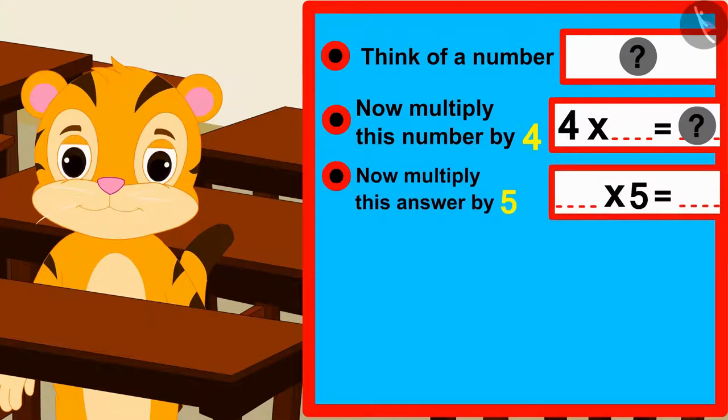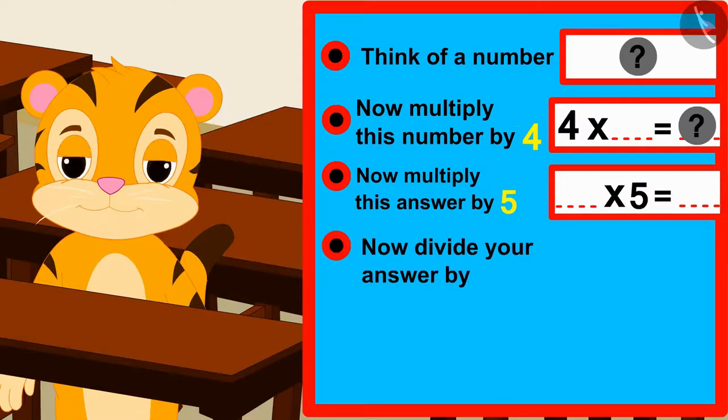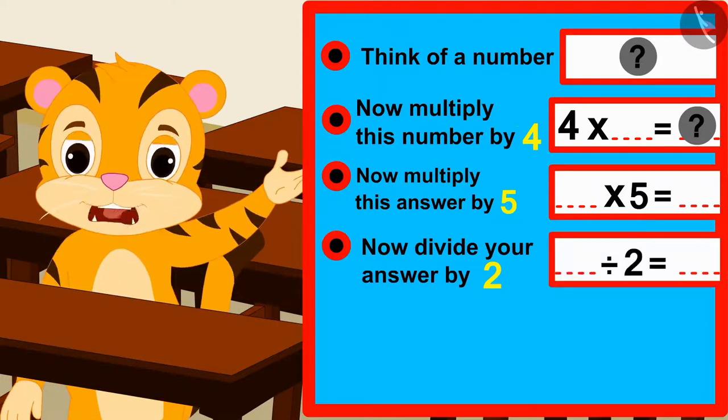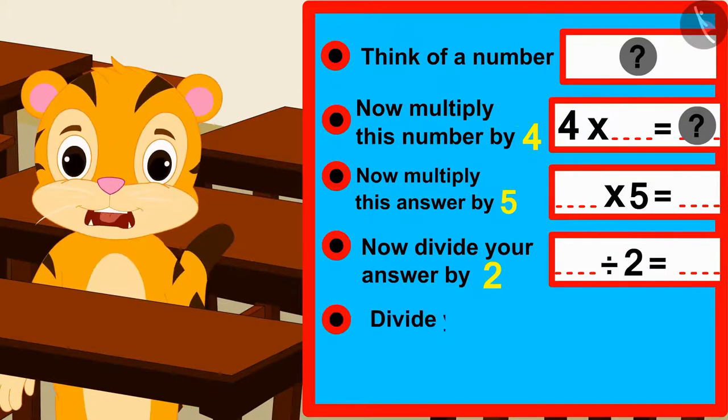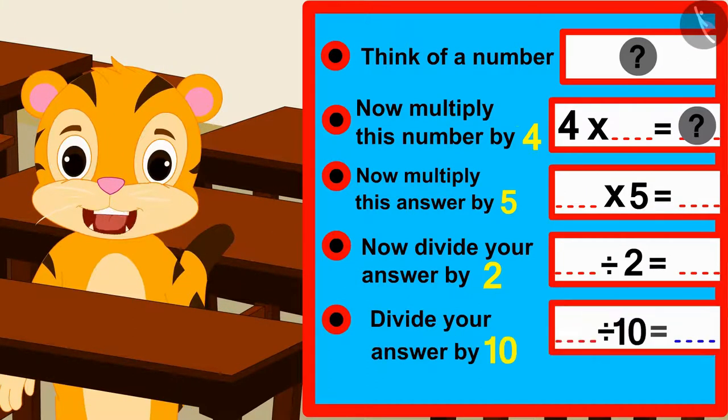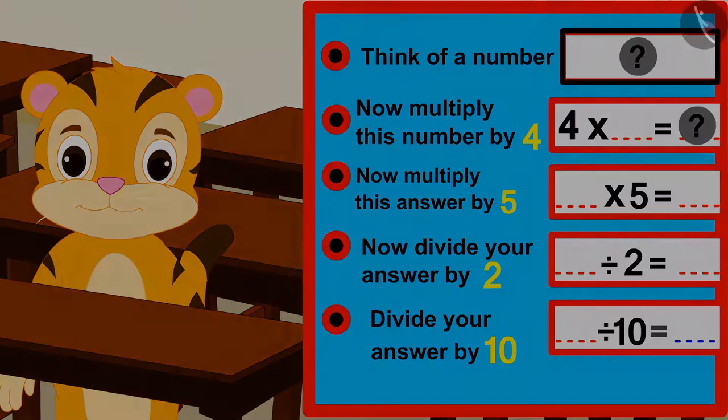Oh wow, you did this very quickly. Now divide your answer by 2. Is your calculation complete? Very well. Now, at the end, if you divide your answer by 10, you will find your previously thought number only. Isn't this some interesting magic of mathematics?